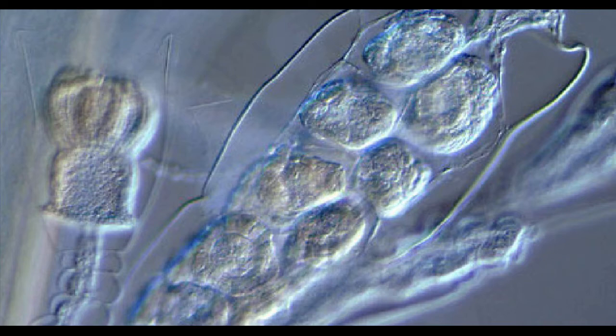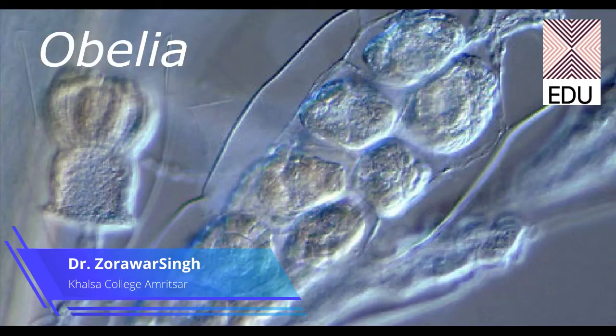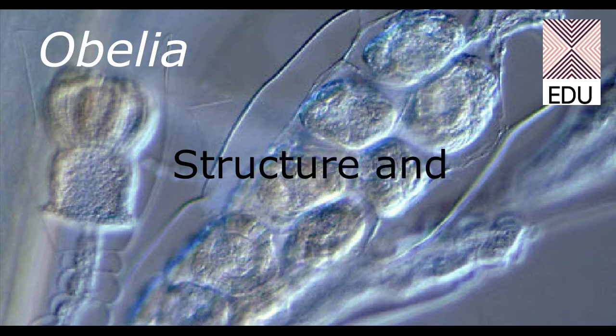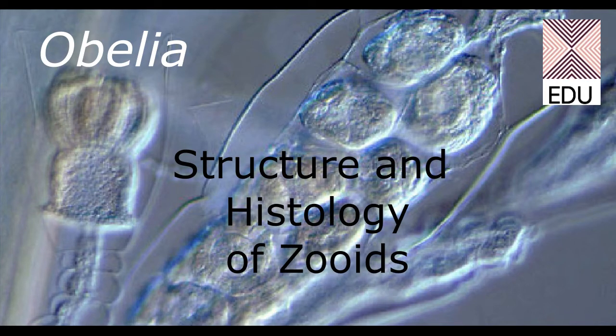Very good morning, students. In the very first lecture of Obelia, we studied the overall structure of the Obelia colony, and we discussed why it is called a colony. In that video, we talked about the three types of individuals, or zooids, found in Obelia: the polyp, the gonozoid, and the Medusa. In this video, we'll be talking about the structures and histology of all these three types of zooids.